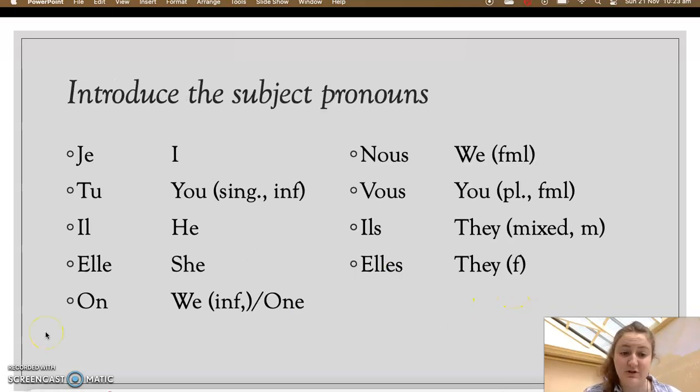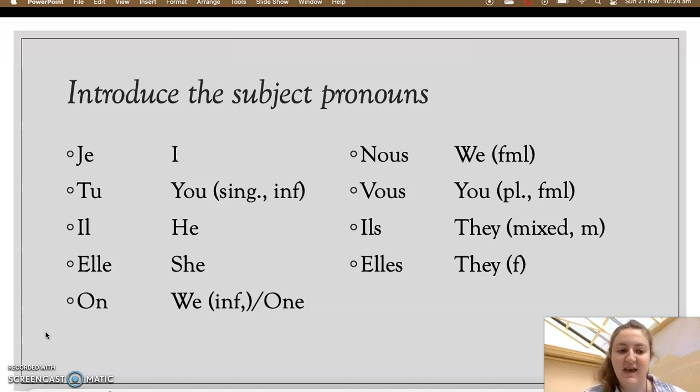Now we've figured out what to do with the stem, we need to know which subject pronouns we're going to be using. In French, we have a range of different subject pronouns. So we start off with je, which means I, tu, which means you, and we use tu when we're talking to a singular individual, so one individual, or we're talking informally, say to friends or family.